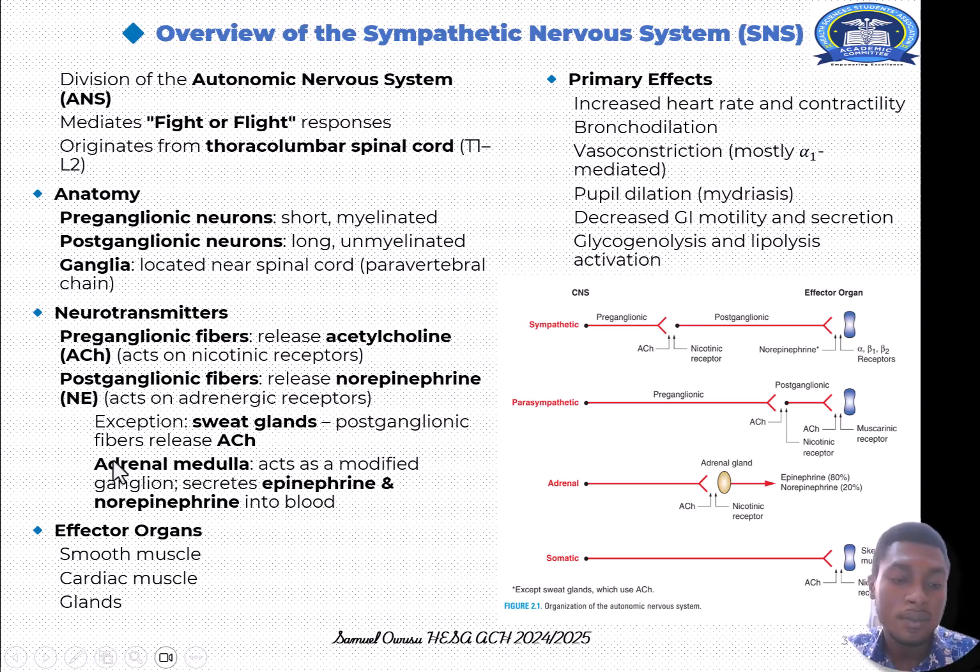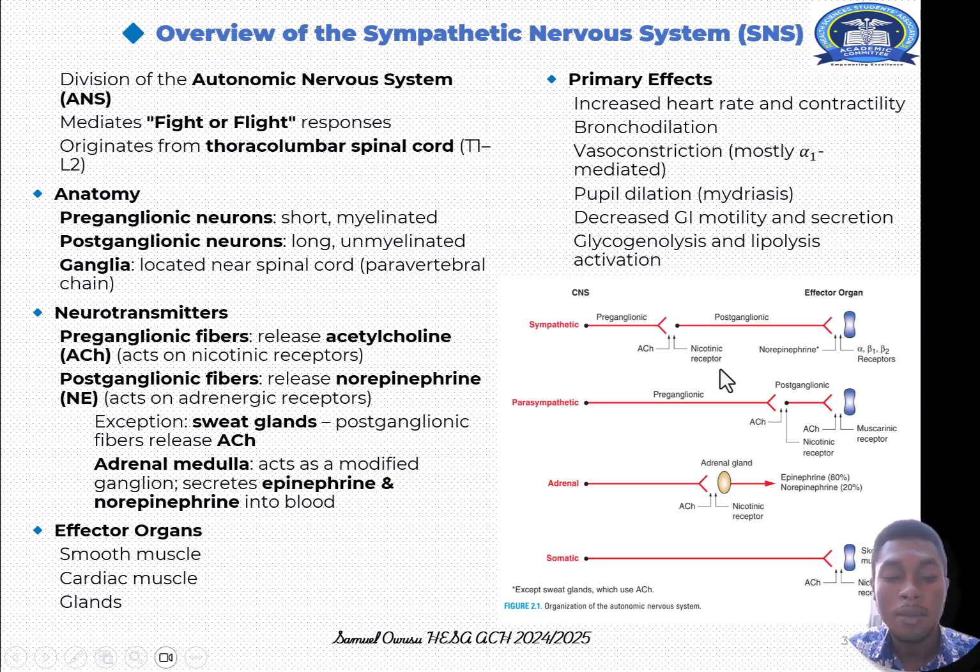Okay, now the effector organs for the sympathetic division and autonomic nervous system in general are smooth muscles, the cardiac muscles, and glands. And the primary effect is that when norepinephrine binds to receptors on the heart, it tends to cause the heart rate to go up, and so the heart will tend to be pumping a lot of blood. And in the airways, the sympathetic response is that there is bronchodilation.